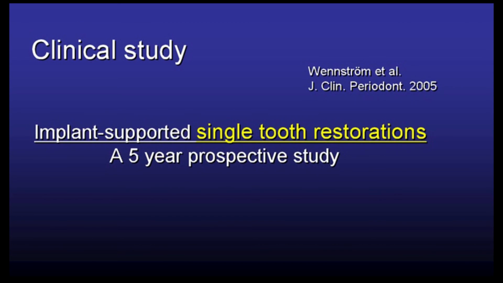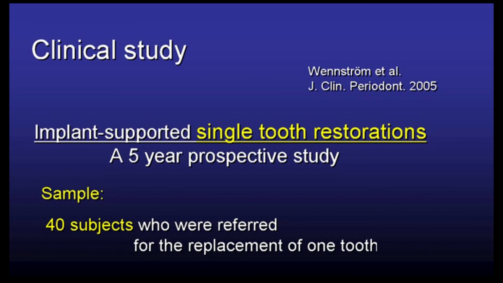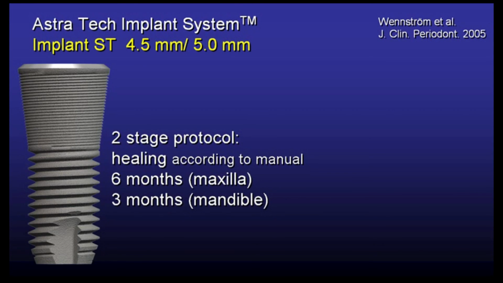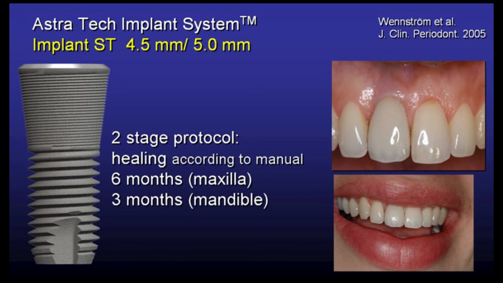In a clinical study by Dr. Wennström and co-workers, these microthreaded type implants were studied in a 5-year prospective study on single tooth restorations. They had 40 subjects that had been referred for the replacement of one missing tooth. The AstraTech so-called ST implant was used. They used a 2-stage protocol according to the manual at that time: 6 months healing of the implant in the maxilla and 3 months in the mandible. And here you can see a case treated by Dr. Wennström.